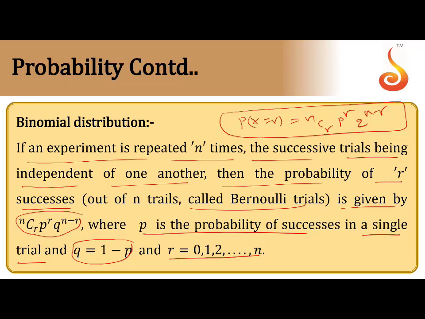If I want 3 successes, then r equals 3; for 4 successes, r equals 4. You know very well about the binomial distribution. This is the most important concept in PU, and it is important for competitive exams also.